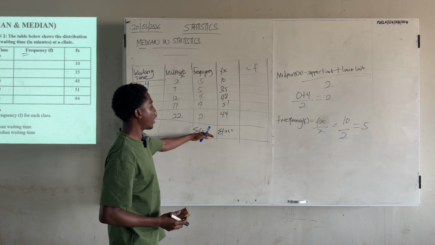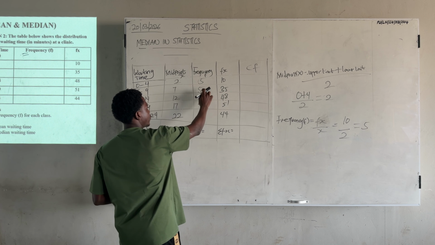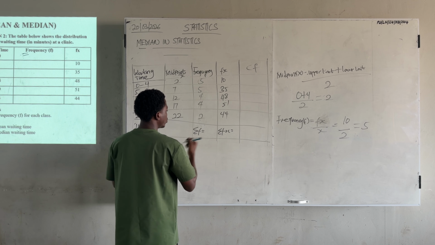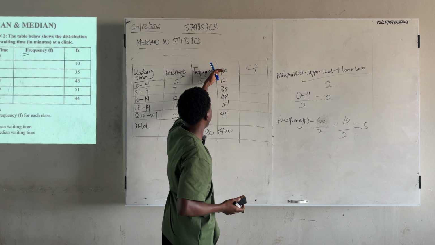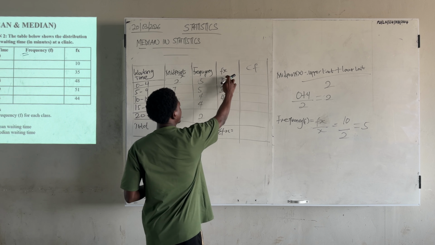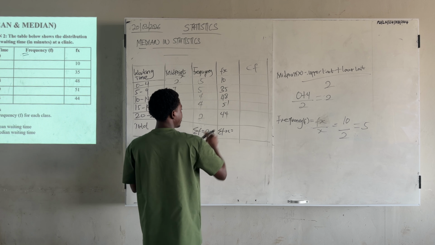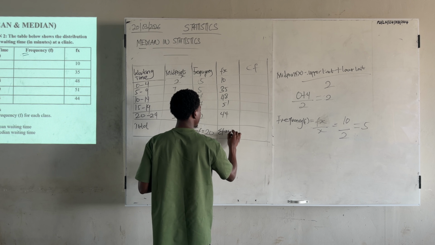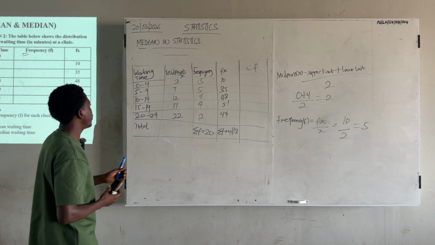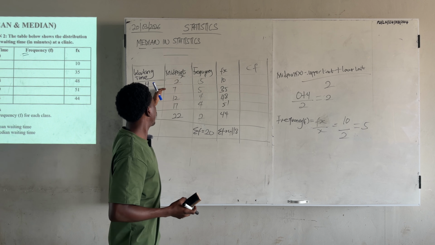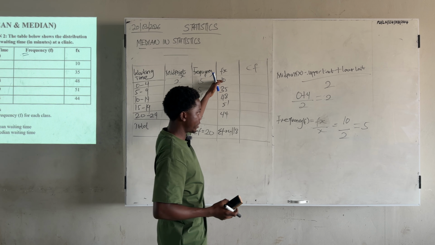Then we need to get the total, the sum of f. So we have 5 plus 5 plus 4 plus 4 plus 2, which is equal to 20. And we need to get our sum of fx. That is 10 plus 35 plus 48 plus 51 plus 44, which is equal to 188. So now we have our midpoint, our frequency f, and our fx.